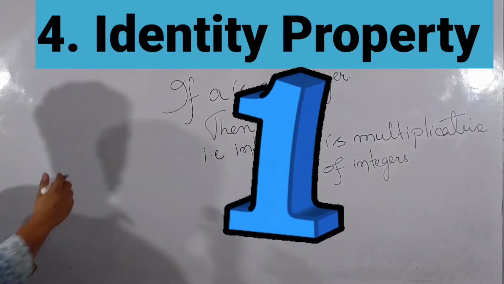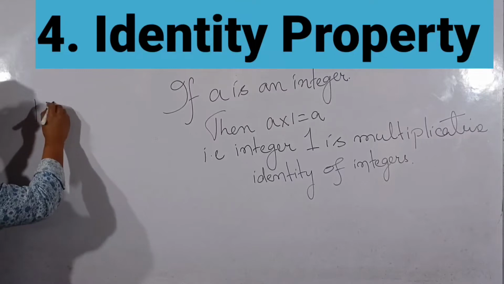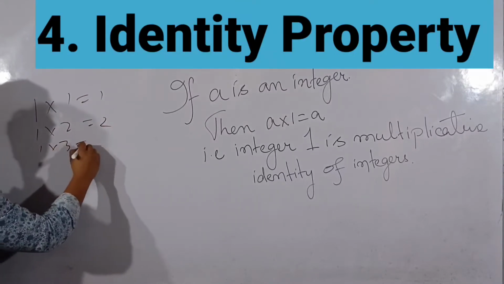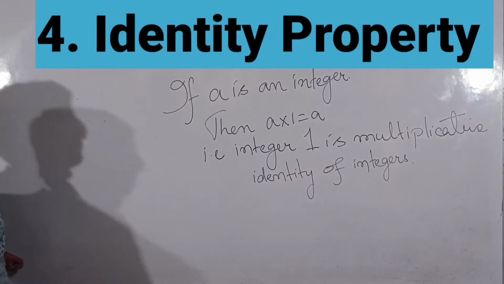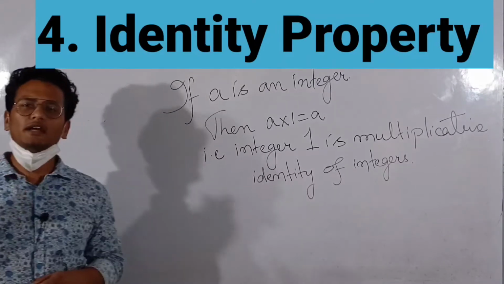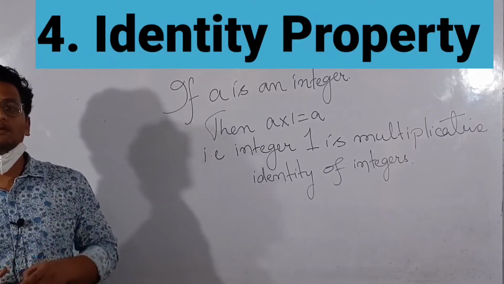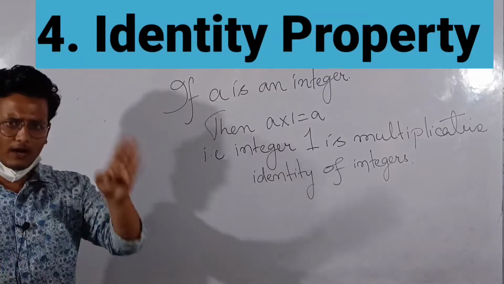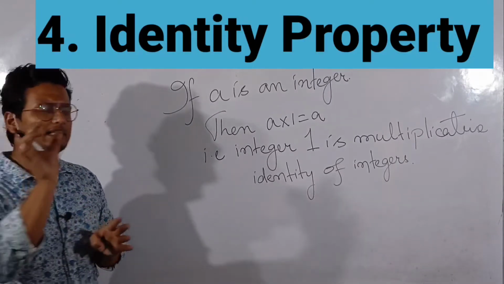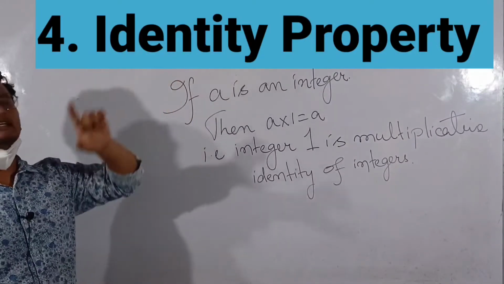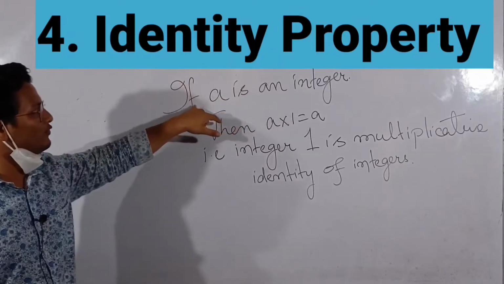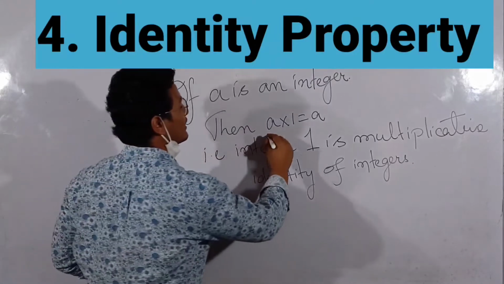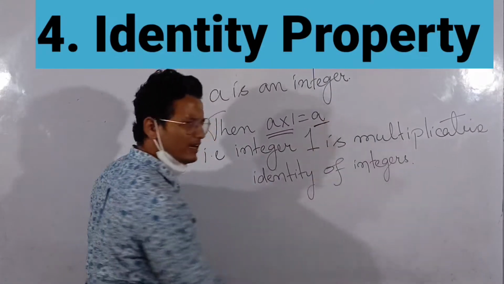Into table of 1, right? Because into table of 1 is: 1 into 1 is equal to 1, 1 into 2 is equal to 2, 1 into 3 is equal to 3. It is very easy. So if we ask somebody which into table you want to tell, everybody will say I want to tell the into table of 1. Why? Because when we multiply any number with 1, the answer is that number. That is what this property tells: if a is an integer, then a into 1 is equal to a.